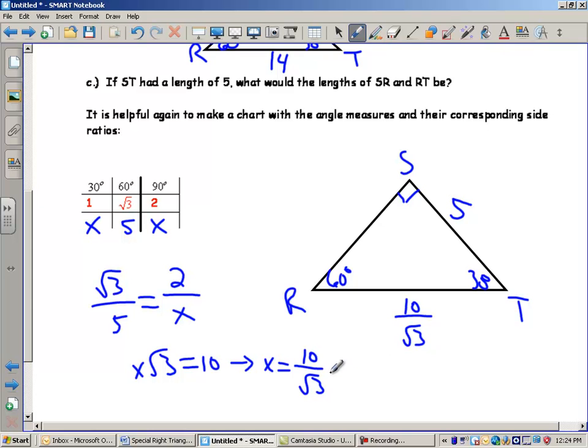This also happens to equal, for those of you that love rationalizing your denominators, 10 square roots of 3 over 3. I believe that's the last time you're going to see me do that. But just to show you that it's equal, there it is. Now the side across from the 30 is always half of the hypotenuse. Remember that 2 to 1 ratio? Well, do you know what half of 10 over radical 3 is? It's 5 over radical 3.